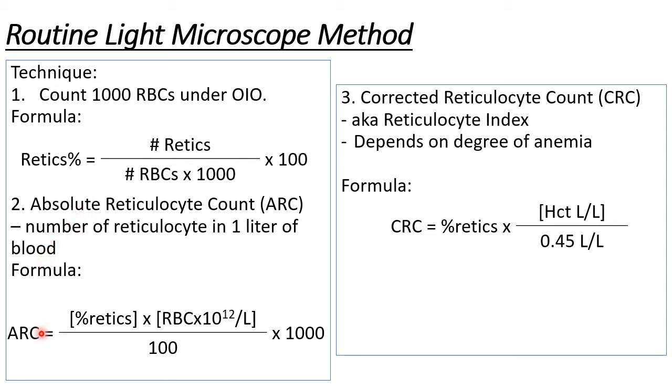So, what information will you take? The retics in percentage form that you computed, multiply by the given RBC count over 100, multiply by 1,000. Okay? Because 1 liter is 1,000 milliliters. Okay? So, this is the formula for ARC.